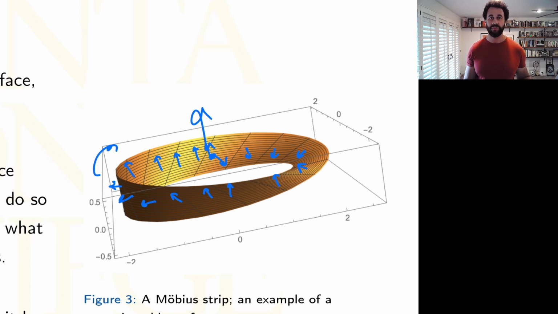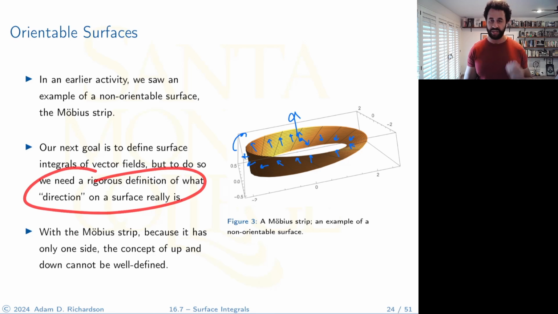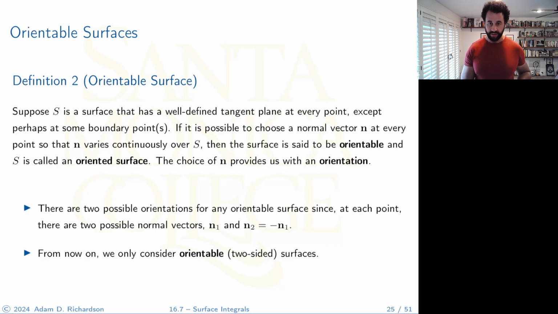And if you try to, it doesn't work. All right. So that's really what we mean when we talk about an orientation or an orientable surface. We need to be able to rigorously define a direction, right? A direction. So here is how we do it.